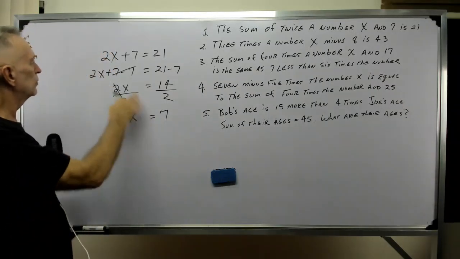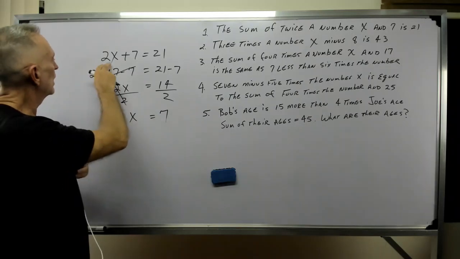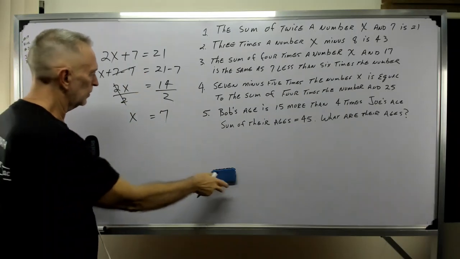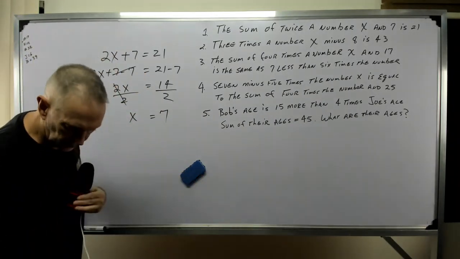All right, and 2 times 7 is 14. 14 plus 7 is, in fact, 21. So that worked out okay. Hey, one down.